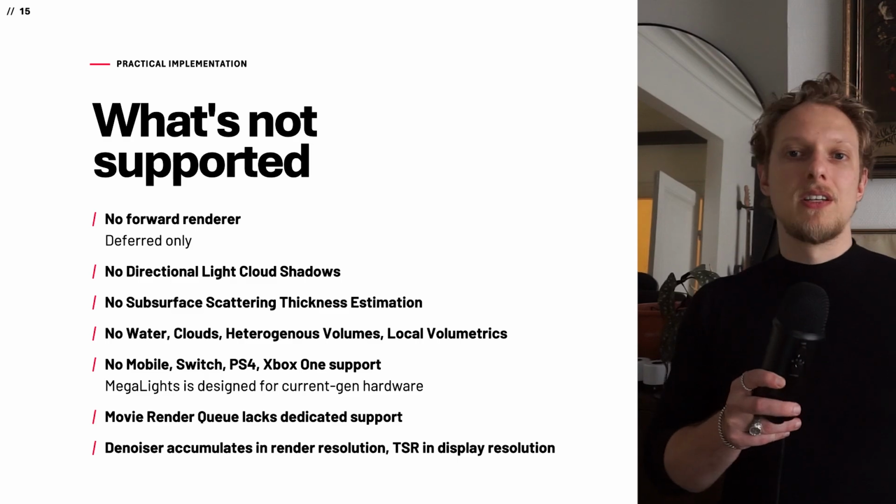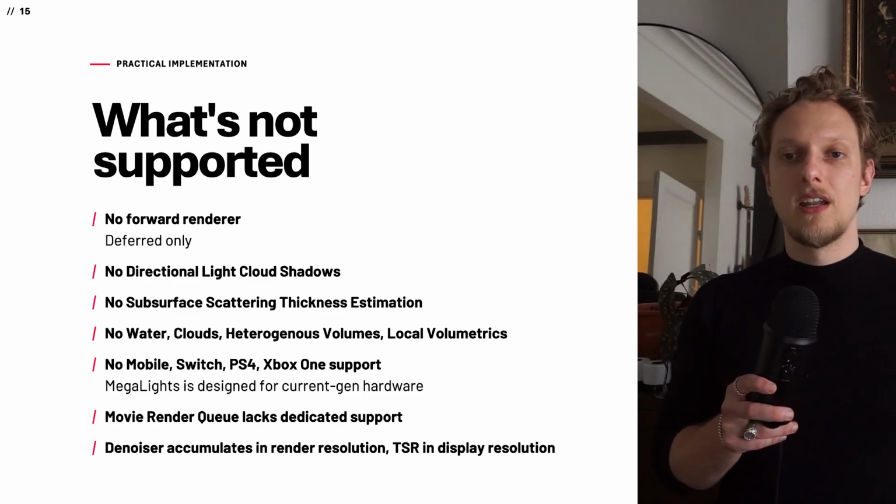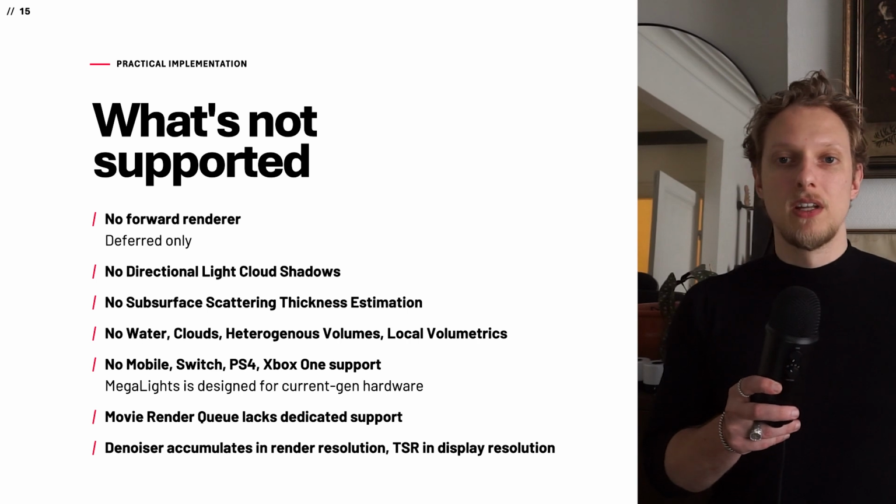One of the known quality issues that Epic is actively working on is that the denoiser accumulates in render resolution while TSR accumulates in display resolution. This means that specular highlights on character faces can lose sharpness or develop ghosting. It's not a blocker, but it's something to watch out for on close-up character shots.